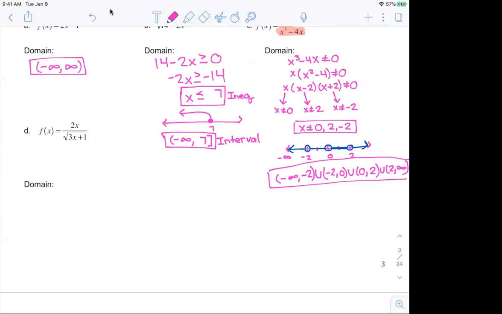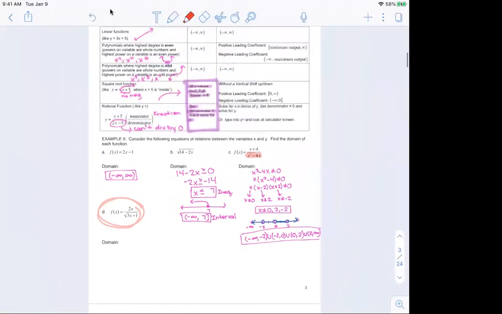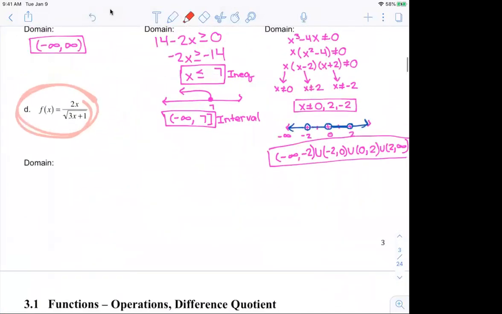All right, let's take a look at one more. There's something very interesting about part D here. It has a radical, so there's a square root in the denominator. So it really falls under both of these. Notice there's a square root and it's rational. So a couple of things are going on, and we kind of have to combine the two rules.